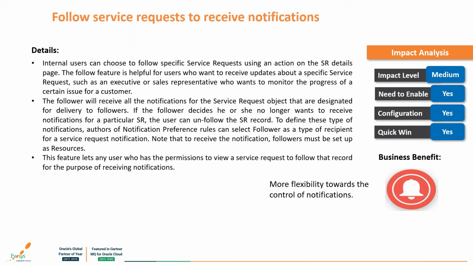To define this type of notification, the author of a notification preference rule can select follower as a type of recipient for service request notifications. Note that to receive the notifications, the follower must be set up as a resource. If they are not set up as a resource, they will not receive the notifications.